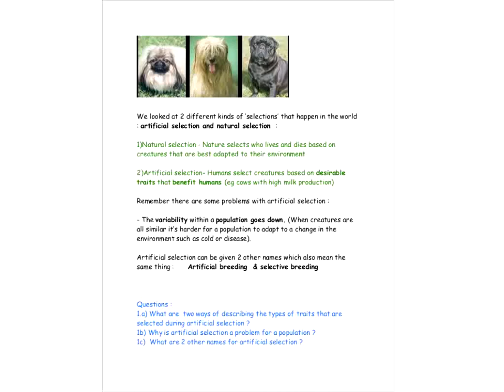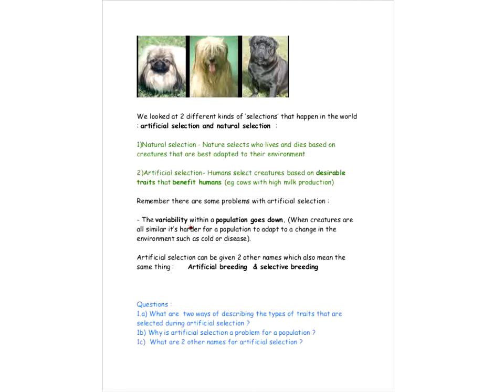Okay, so if you've got a cow with high milk production, then that's going to be a desirable trait that you're going to select for in artificial selection. So remember, with artificial selection, because it's artificial, there's a few problems that come along with it. And one of them is that the variability is going to go down. I'm just going to get my little pointer out here. Okay, so variability is going to go down in a population. And the reason is when all the creatures are similar, variability goes down, right? Variability has to do with creatures being different.